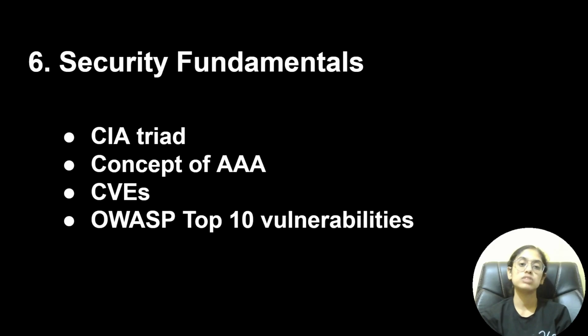Next is of course security fundamentals, right? Because we are learning AI security. Security fundamentals like the CIA triad: confidentiality, integrity, availability. Next is the concept of triple A: authorization, authentication, and accounting. Next, CVEs and OWASP top 10 vulnerabilities, which may include web, API, LLM, each and every vulnerability you must know.